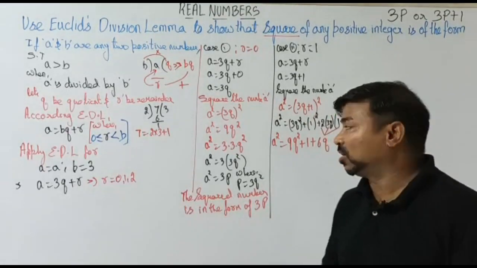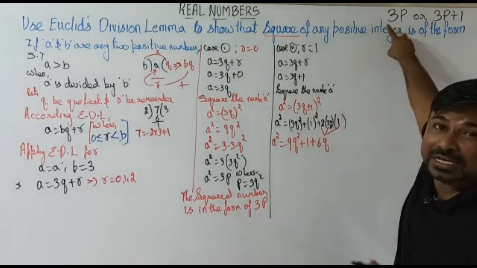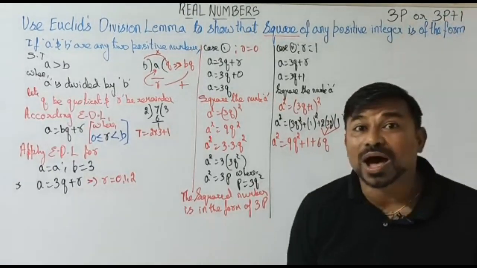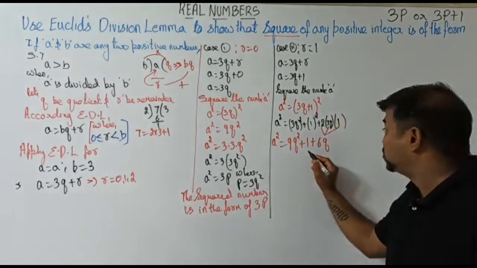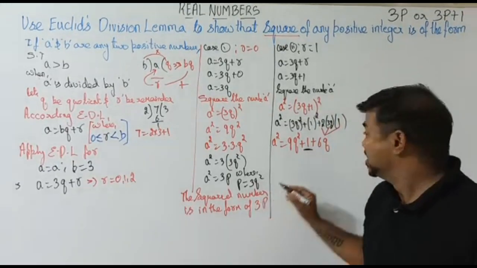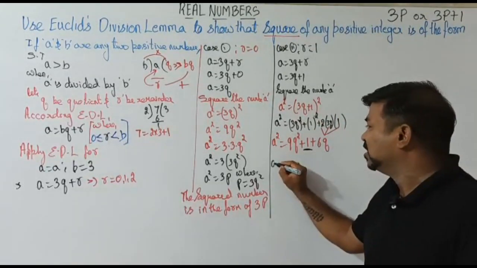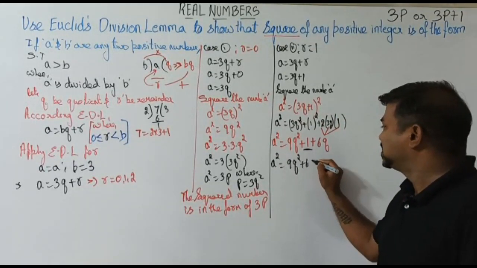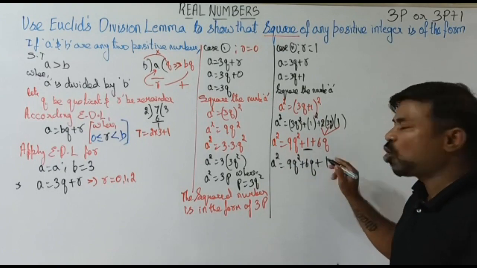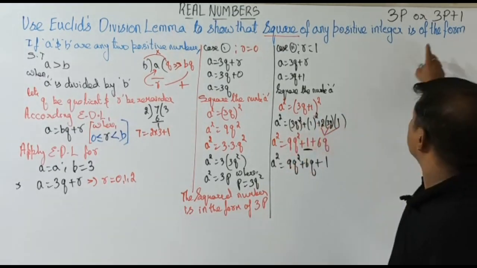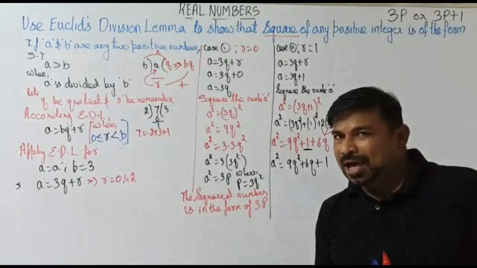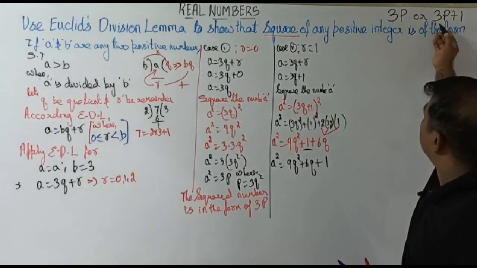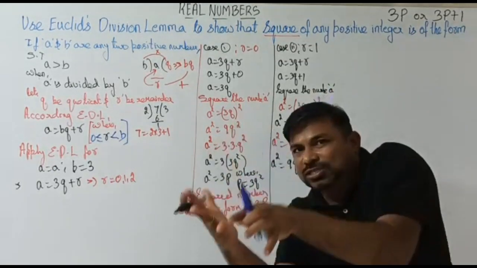Now, let us check it out. Can we write this either as 3p or 3p plus 1? Let us check it out. You can observe the 1. Send that 1 to the side. a square is equal to 9q square plus 6q, and I have shifted the 1 to the corner of the sum. Why? Because we are able to see the 1 there. Now, almost, 1 is there, but we need the form of 3 into something.